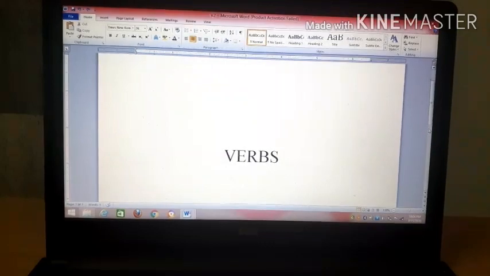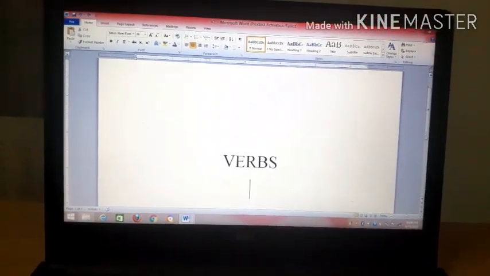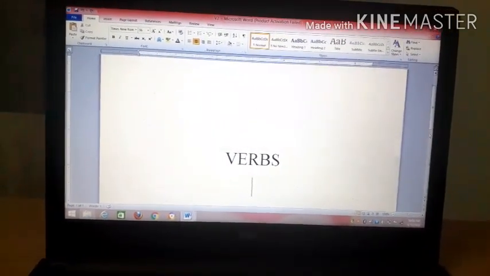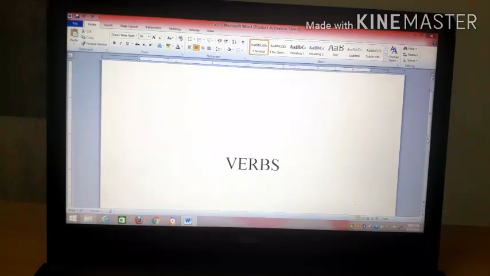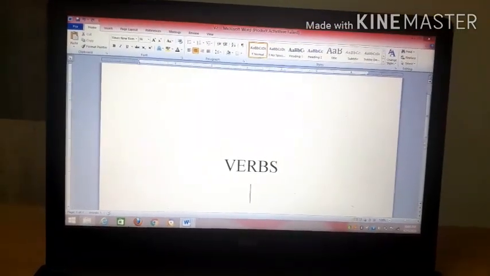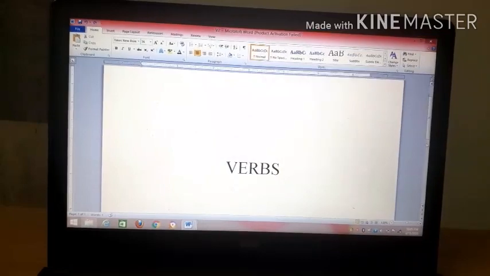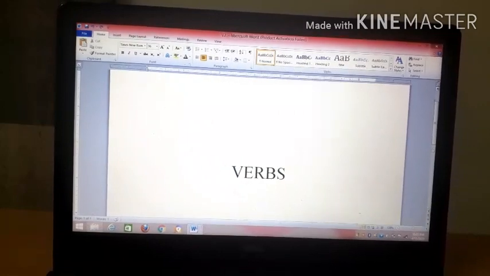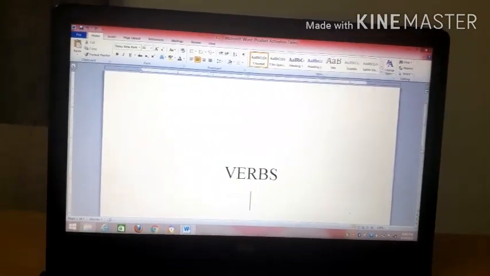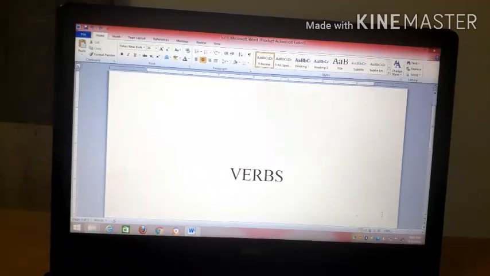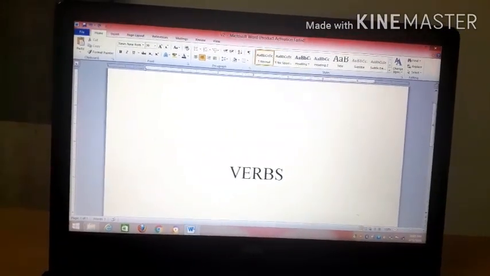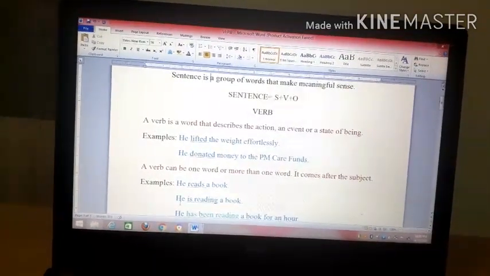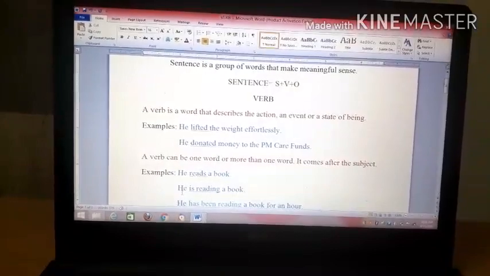Today we are going to start a new topic, that is verbs. But before starting verbs, I must tell you what a sentence is, because for writing any sentence, a verb is very necessary. So, I will tell you what a sentence is. We all know that a sentence is a group of words that makes complete or meaningful sense.